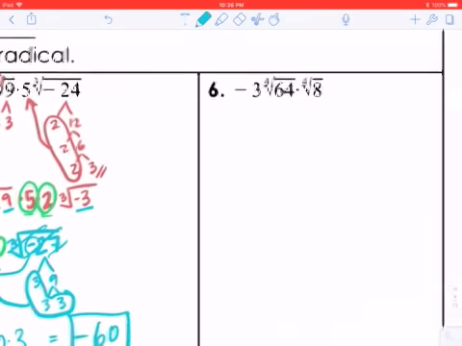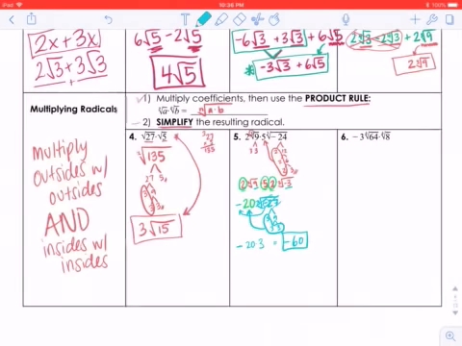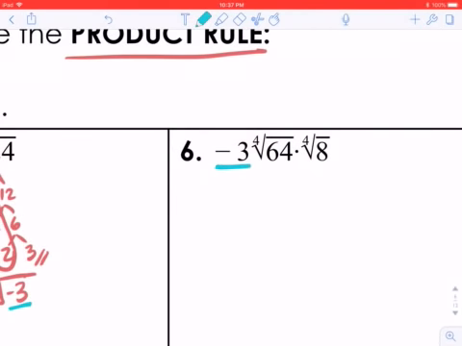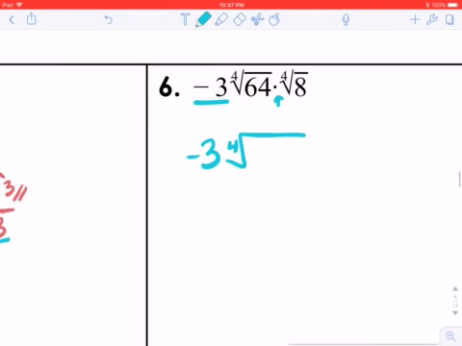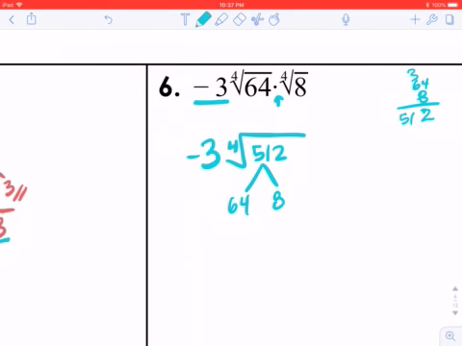All right, last one's here. So first step, I'm going to multiply the coefficients. There's no outside here, so it's just -3. I have the same radical, and then I'm going to do 64 times 8. So 64 times 8, let's see, that's 512. Sweet. So I already know, obviously, that this is 64 and 8.